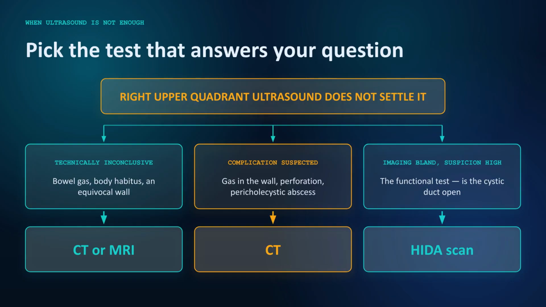In practice, most patients never need the second or third branch. The ultrasound plus the bedside settles it. Reserve these for genuine uncertainty, and remember that a scan you did not need still delays the operation.